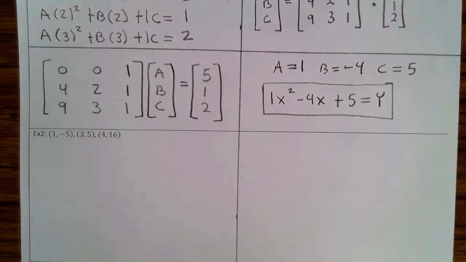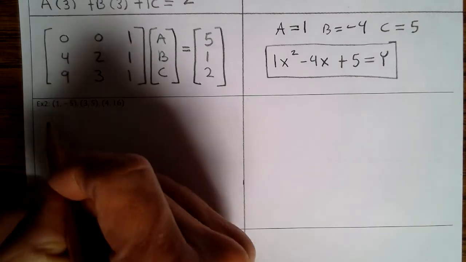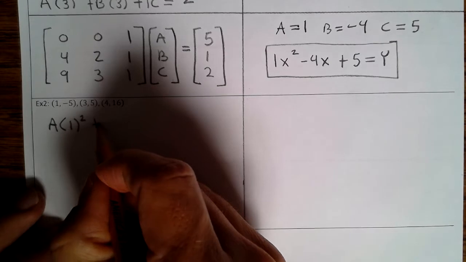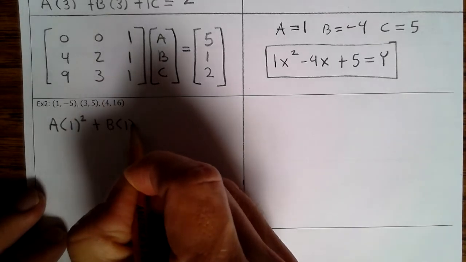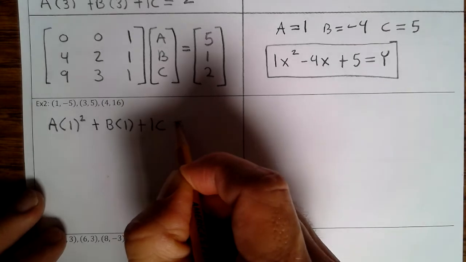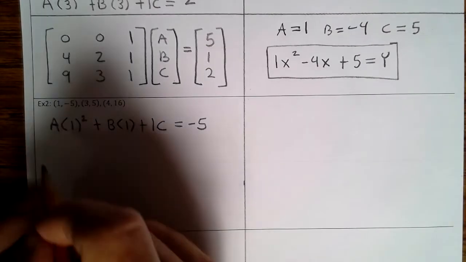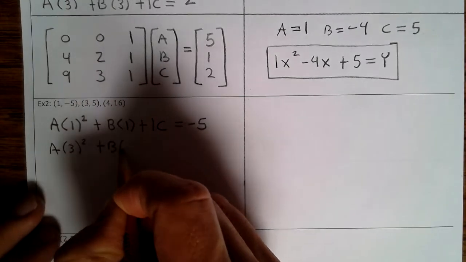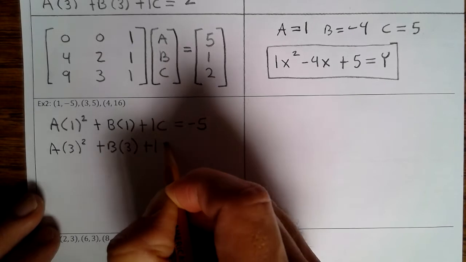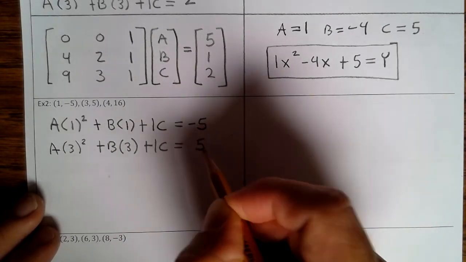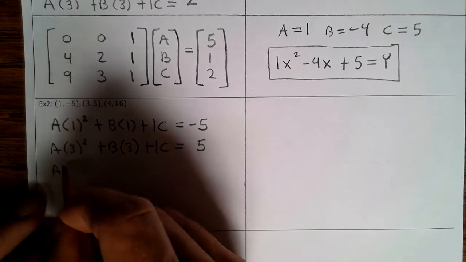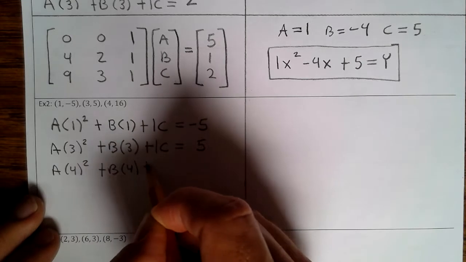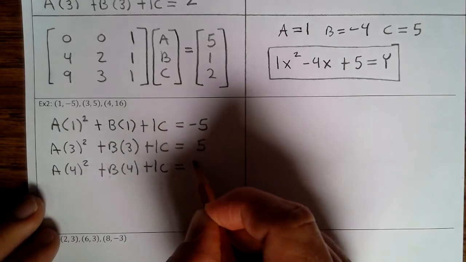All right, let's take a look at example 2. Okay, so same thing, a times 1 squared plus b times 1 plus 1c equals negative 5. A times 3 squared plus b times 3 plus 1c equals 5. And that's a times 4 squared plus b times 4 plus 1c equals 16.